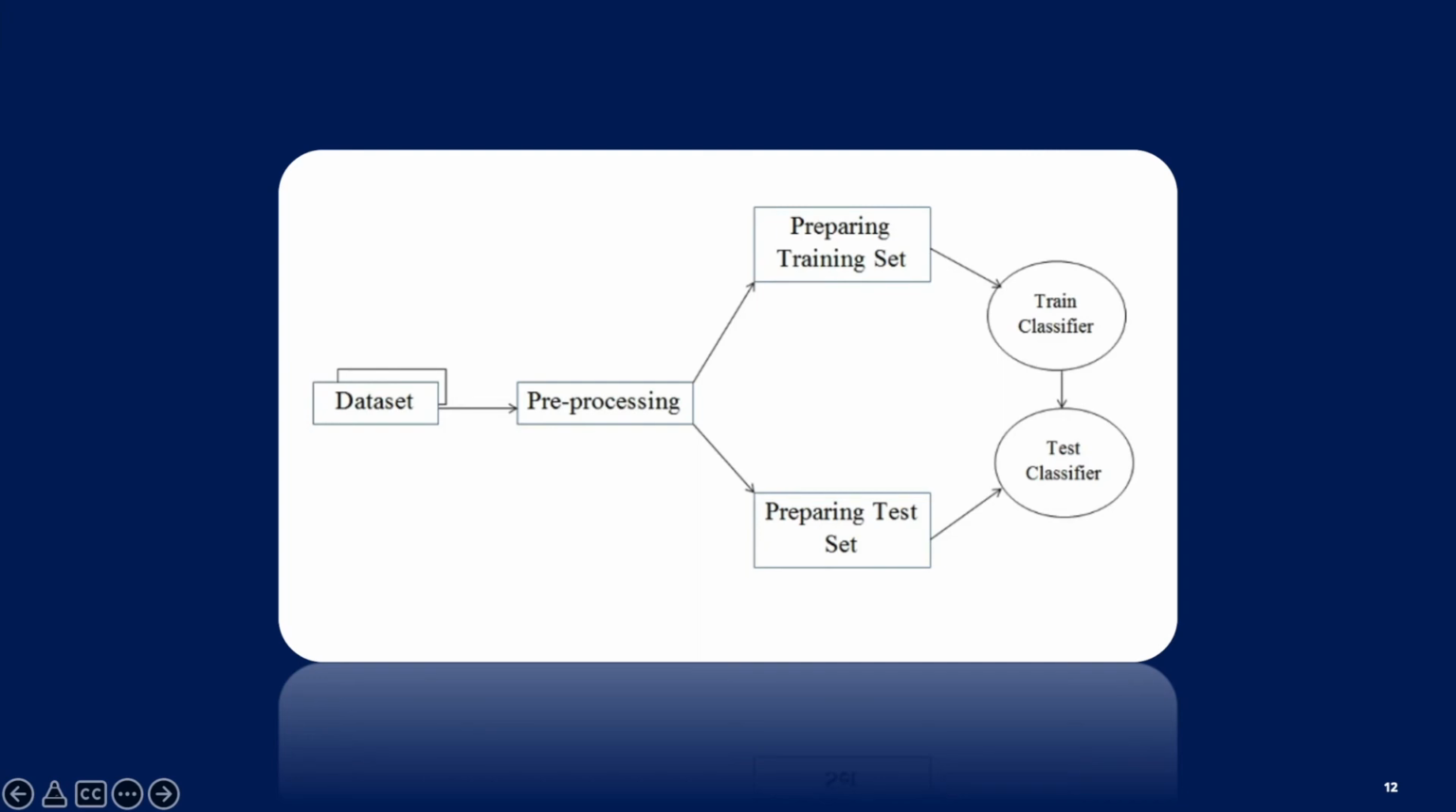Here, first we pass the dataset through a pre-processing method. Then we split it into preparing training dataset and test dataset. It is then passed through a train classifier and a test classifier.